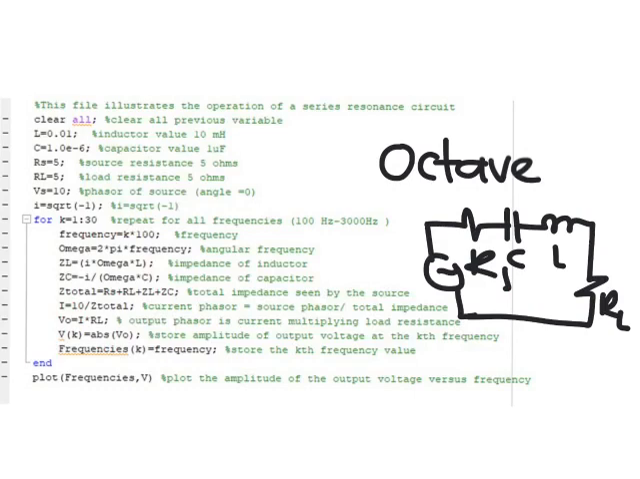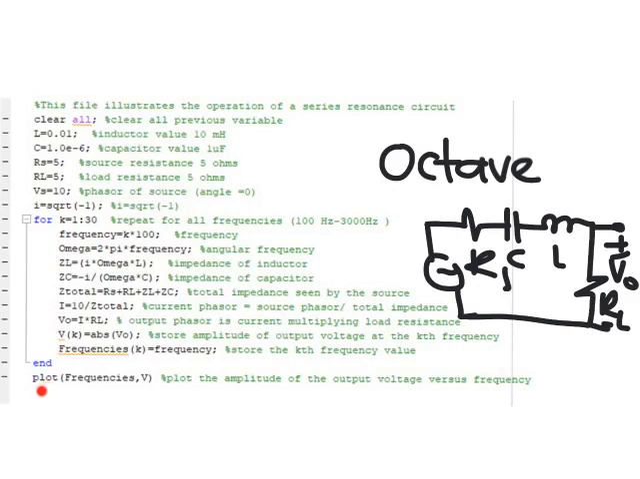If you want to calculate the output voltage, and this is what I need here, this is my output voltage, plus and minus, so this is the phasor of the output voltage. The phasor of the output voltage is simply the phasor of the current multiplying RL. I'm going to store its amplitude, so I took the absolute value, the modulus. So I store its amplitude at the kth frequency, and I store the corresponding frequency. I do this for 30 frequencies between 100 Hertz and 3000 Hertz.